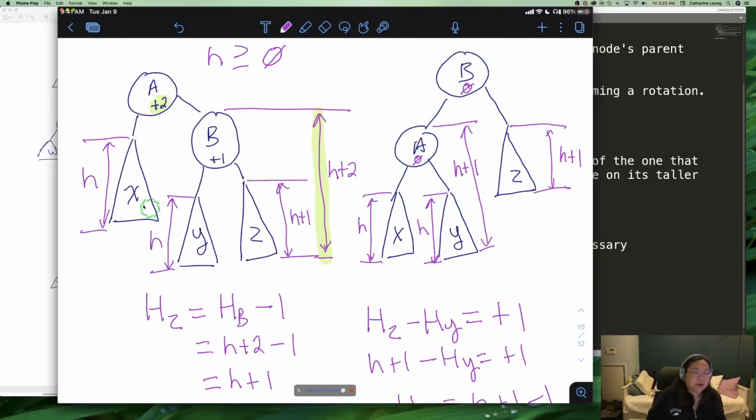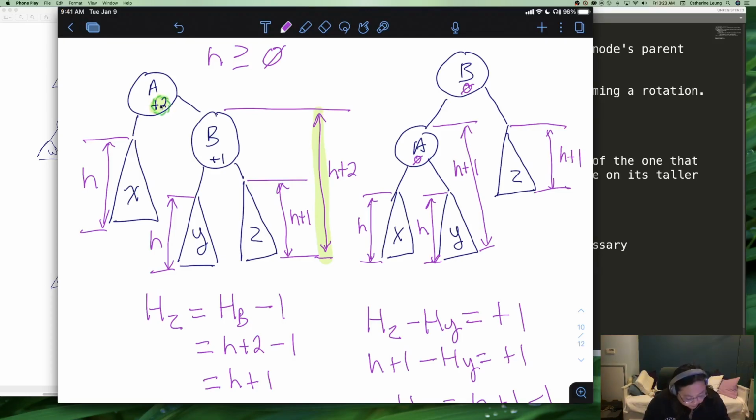Remember, x, y, and z were already balanced, so we don't have to worry about those guys. We don't do a rotation from the top down. We always do it from the bottom up. If there was a problem, we would have fixed it already before it got to the point where we actually get to the node A. So that is why a single rotation works.